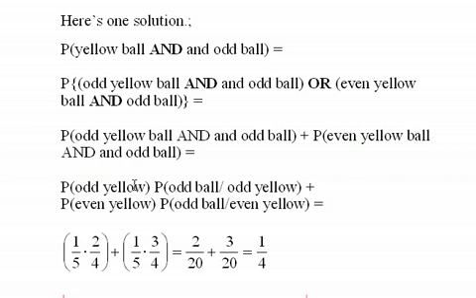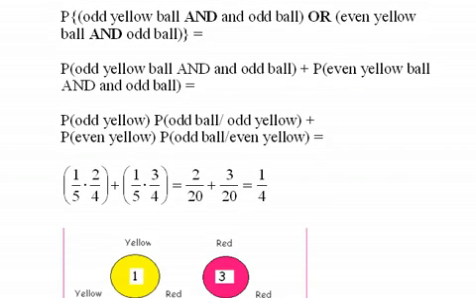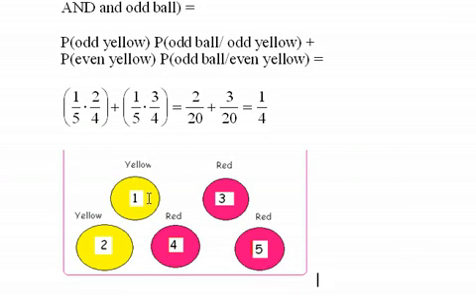Well, the probability of drawing an odd yellow is 1 out of 5, right? There are 5 balls and only one of them is odd and yellow. So that's the first probability right here. For the conditional probability, once you've drawn an odd yellow, you only have 2 odd ones left. You only have 3 and 5, and you only have 4 balls total because we're not replacing them. So that's 2/4. So that takes care of this one.